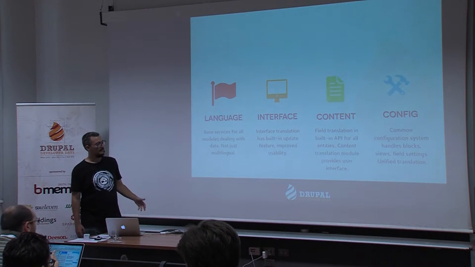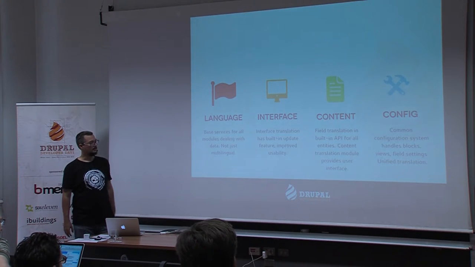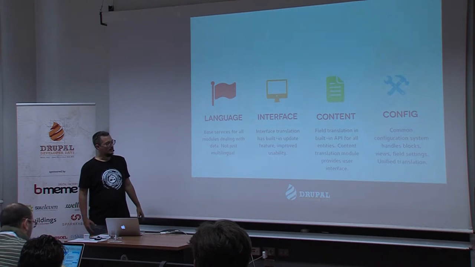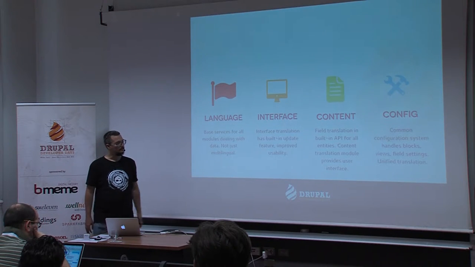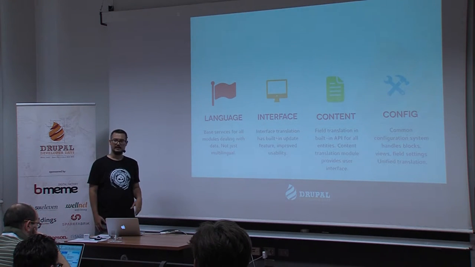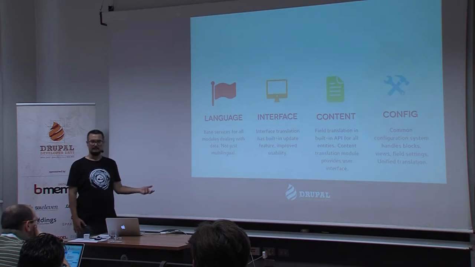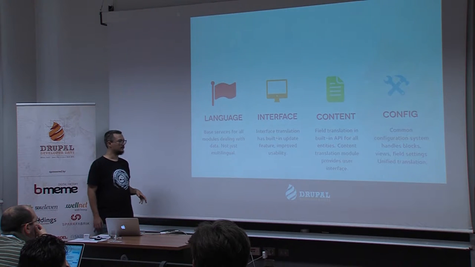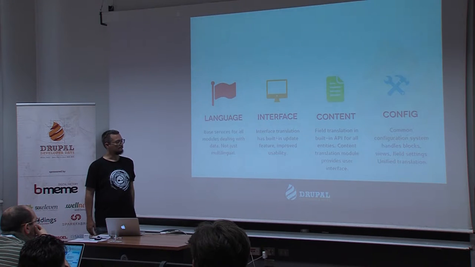Then we have the config translation module, which is a new solution. In Drupal 7 we had variable set and variable get, really simple structures, and in Drupal 8 we have a new thing, the config entities, and you can also translate those. If you have a view, you may want to translate it because you want a different header, a different footer, or you want to translate your pager, whatever. Now you can do that.